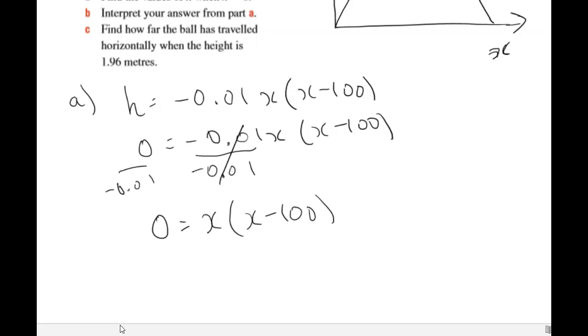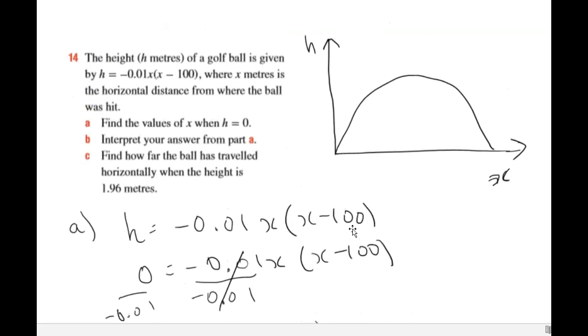All right, so now we can separate this. We're going to have either x is equal to 0 or x minus 100 equals 0, so that we've got x equals 100. So if I go back to my golf ball, the golf ball was hit here at 0, at the ground, and it landed here at 100 meters.